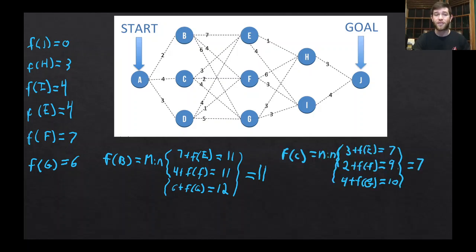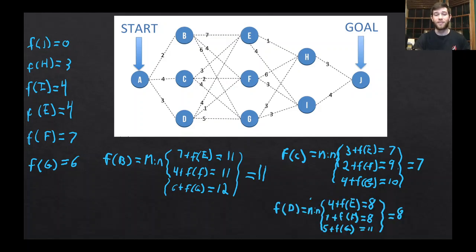Next, we'll try C. If we're at stage C, we can spend 3 to E. 3 plus F of E is 7. Or we can go 2 to F. 2 plus F of F is 9. And then lastly, we can go 4 to G. 4 plus F of G is 10. The cheapest, or the minimum here, from 7, 9, and 10 is 7. So F of C is 7.